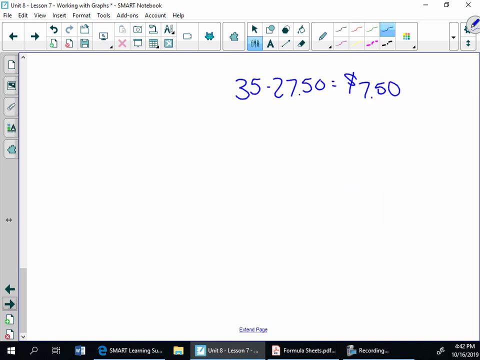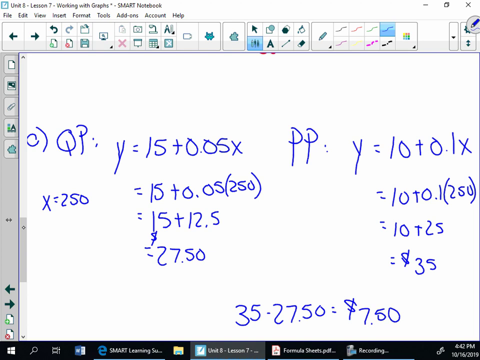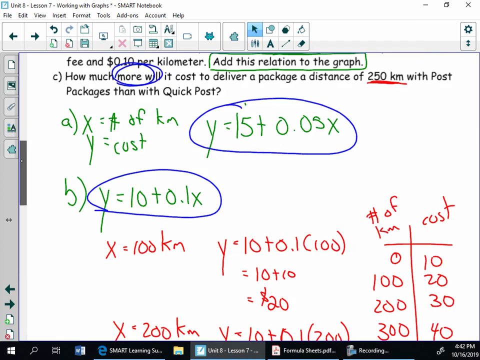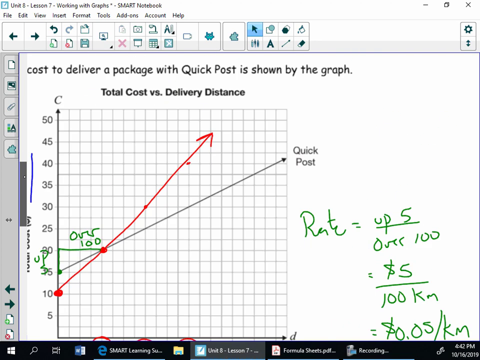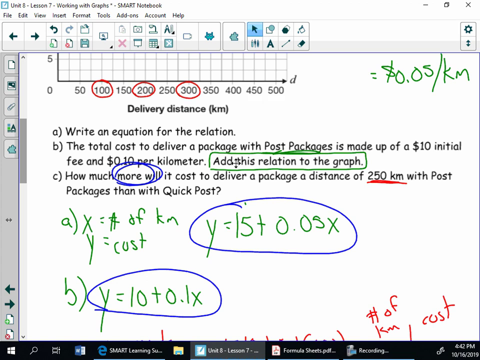It will cost $7.50 more with, which company was it? Let's go back up to the top. Oh, went too far. Sorry, guys. Our company was Post Packages.